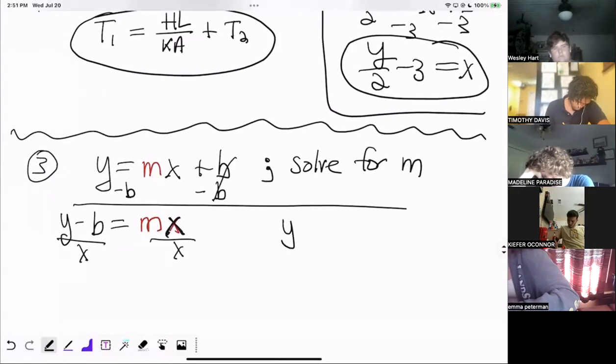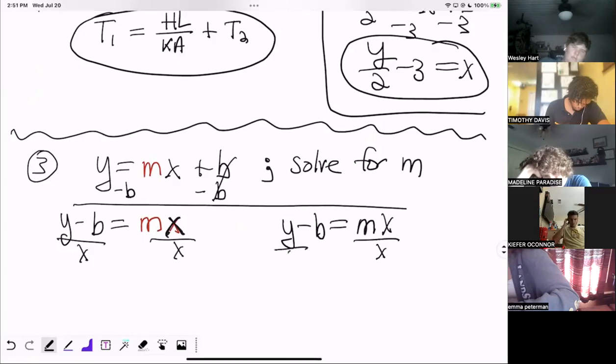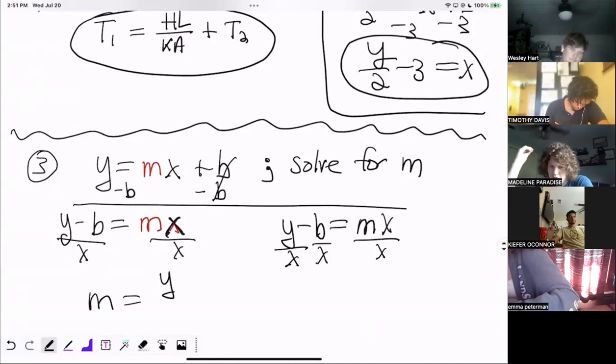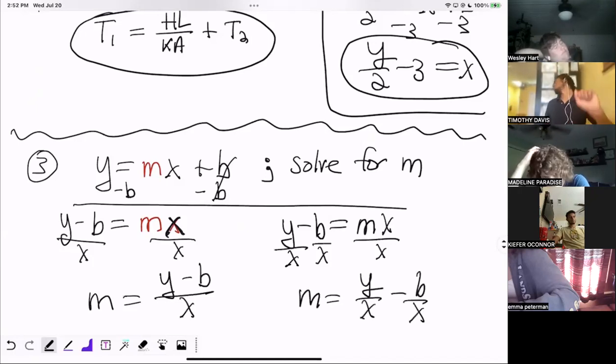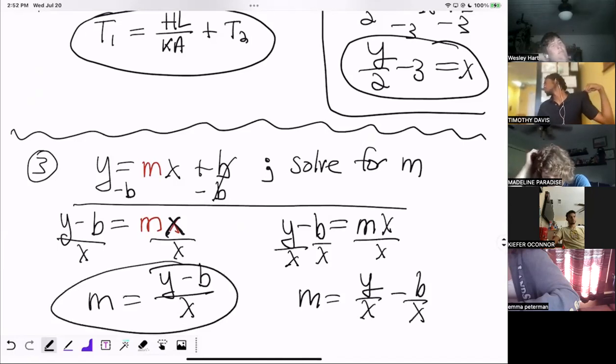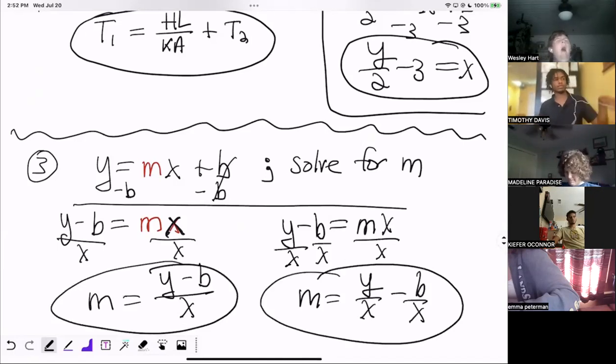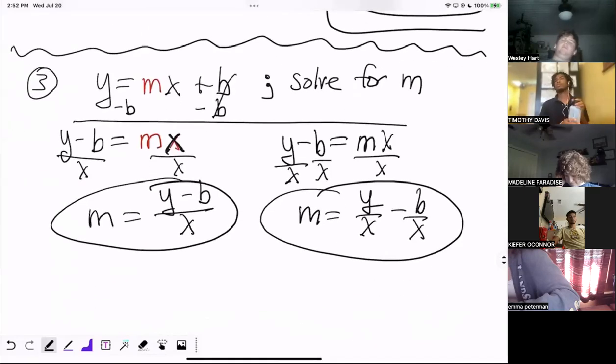You can do it 2 ways too. Let me do both ways. You can divide x by all of it or each one. It doesn't matter which way you do it. It's the same answer. M is equal to y minus b over x. If you did it this way, it'd be y over x minus b over x. Technically, since they have the same denominator, it should be the first one, but either way would be correct.